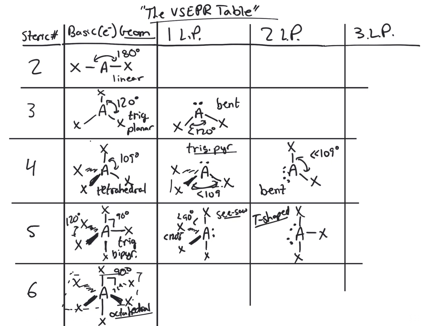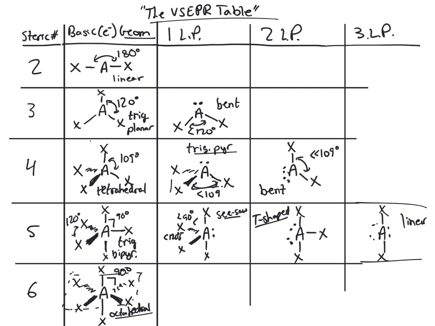So that's a T shape. We could add a third lone pair on there. That would take up that last spot, and we'd just have a nice linear shape there with three lone pairs. So it sort of comes full circle all the way back to our really simple linear geometry there.